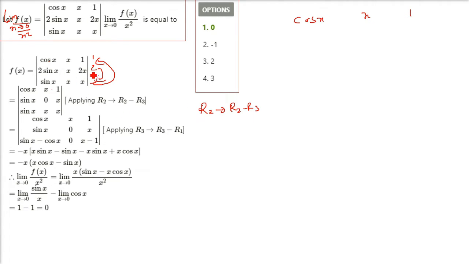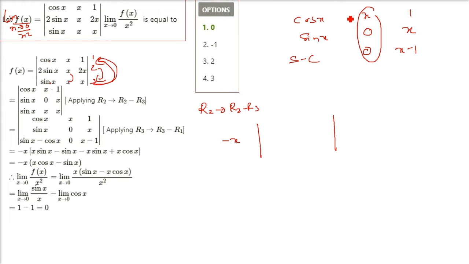So I am doing R2 minus R3, row 2 minus row 3. What do you get? Row 2 minus row 3 is 2 sin x minus sin x, sin x, x minus x is 0, 2x minus x is x. Next is R3 minus R1, so sin x minus cos x, minus x is 0, x minus 1. Now this second column we are going to use to expand. So this will be negative x, please remember: minus plus minus. I am not writing the other terms because there are two zeros here.